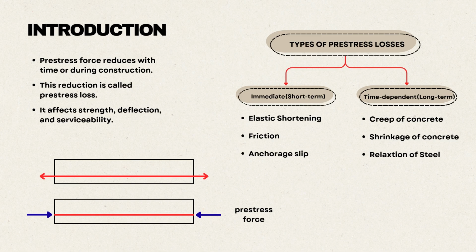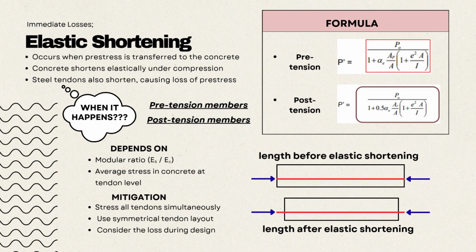These losses are divided into two categories. First, immediate losses, which occur during or right after pre-stressing, and second is time-dependent losses, which occur gradually over time. I'll be explaining one of the immediate pre-stress losses, which is elastic shortening.